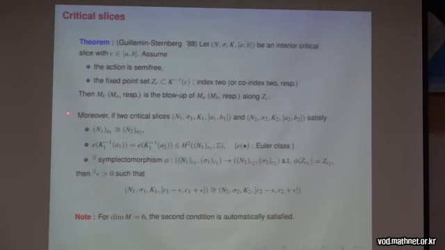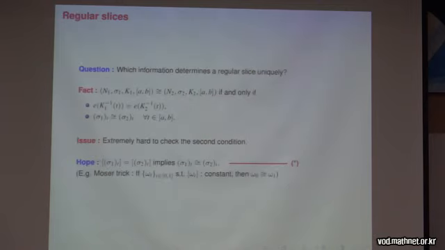So if we check the three properties and they are done successively, then we can say that two critical slices are diffeomorphic to each other. So anyway, we will see the examples later. And for the regular slice, it is much more easy.